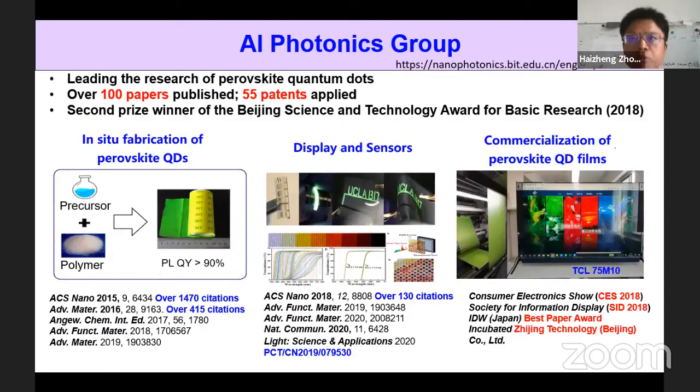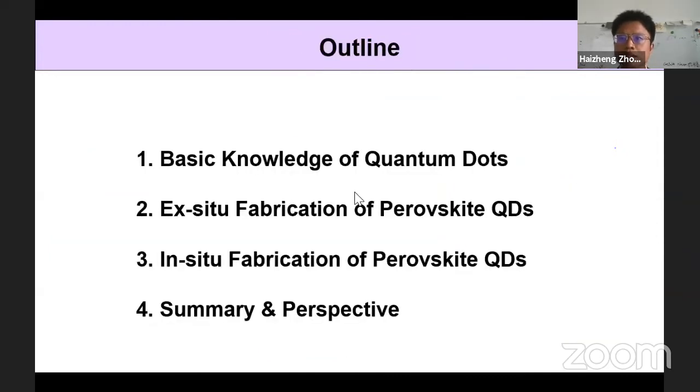So my group has been working on perovskite QDs in the past 5 years. We focus on the in-situ fabrication of PQDs, and we explore display and sensor applications. We have also been involved in part of the commercialization of perovskite QDs. So now I will shift to the key point of my second part, in-situ fabrication of perovskite quantum dots.